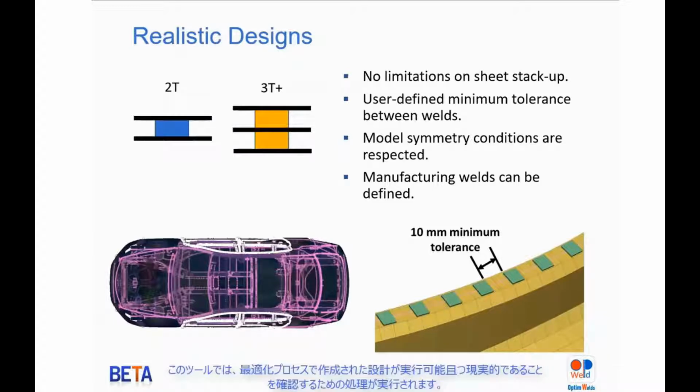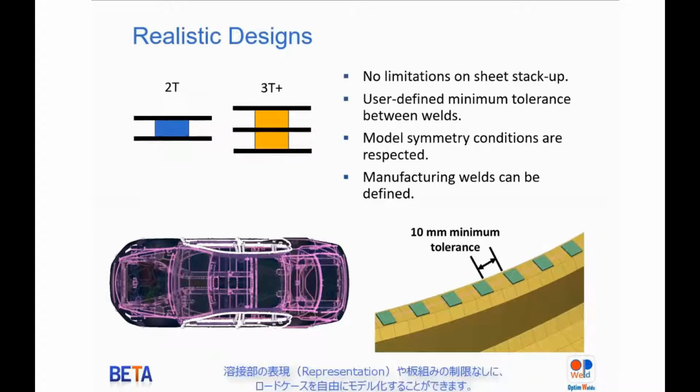Steps are taken with the tool to ensure that designs created during the optimization would be feasible in reality. This includes allowing the user to specify a value for the minimum distance they would like between their welds to ensure the design is manufacturable. Additionally, weld lines can be marked as symmetric, which ensures the weld locations for symmetric parts are always mirrored. In case there are any welds that are deemed necessary for production of an assembly, they can be set as manufacturing welds that will remain at a specific location throughout the optimization. Users can freely model their load cases as normal without restriction on weld representation or sheet stackup.